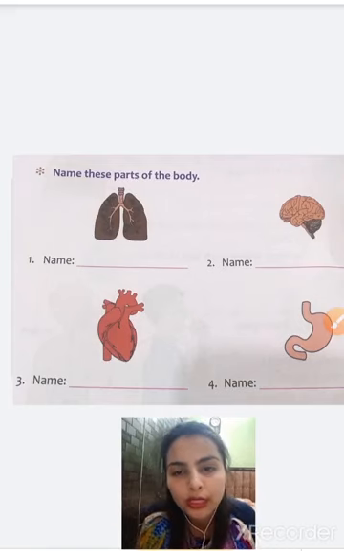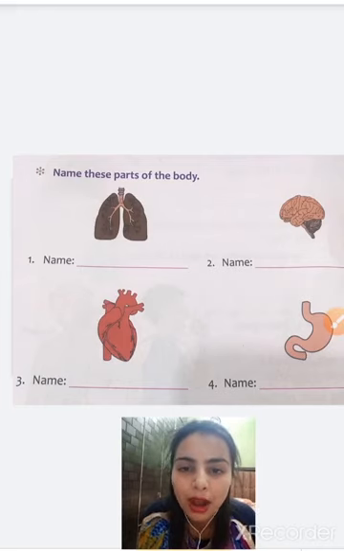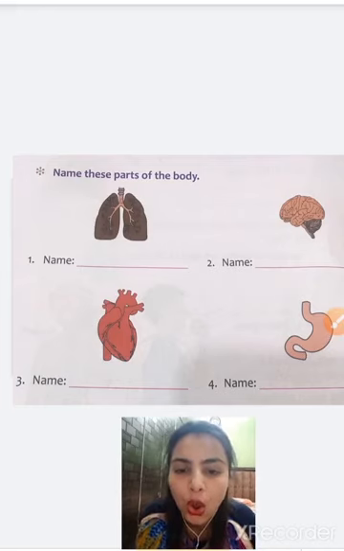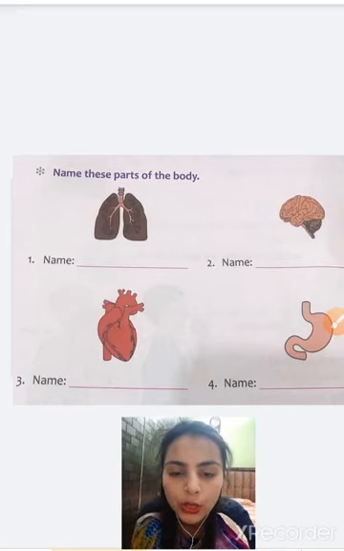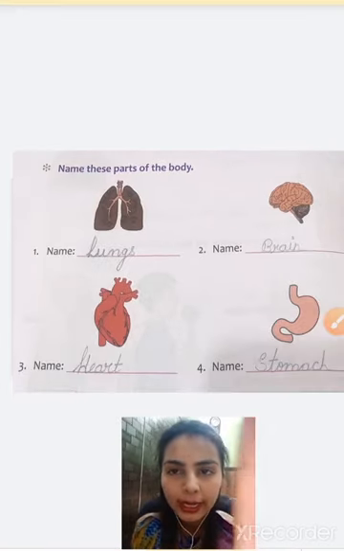Below this there is this question: Name these parts of the body. Here are some pictures shown in your book. You have to write the names of the parts of the body. So write down these names.